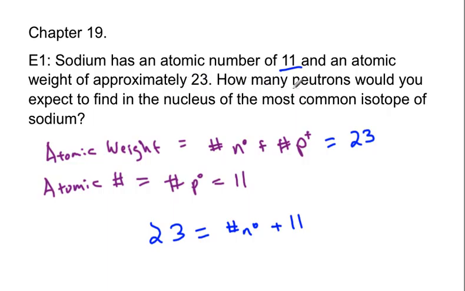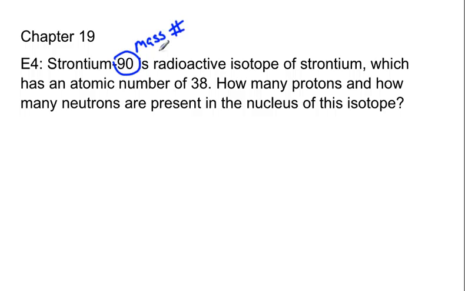So when this one was saying, okay, how many would you find in the most common isotope? Well, the most common isotope is 23, since the average of the mass numbers is 23. So the mass number of sodium, the most common type, is 23 because the average of the mass numbers is 23. So we come to here, we don't care about atomic weight now. We're told exactly what it is. The mass number is 90. Hopefully I didn't confuse you with that.